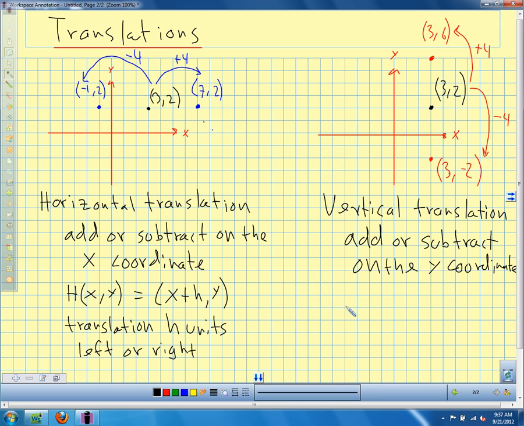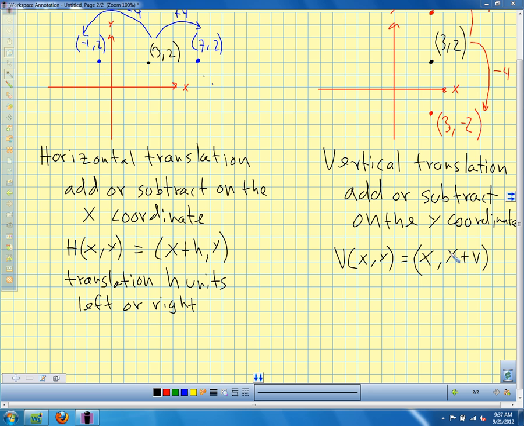And we're going to call this transformation V. We just give it a name. That's the name of our transformation. X doesn't change, and we add V to the y coordinate, add or subtract. And this is a translation, V units, up or down.